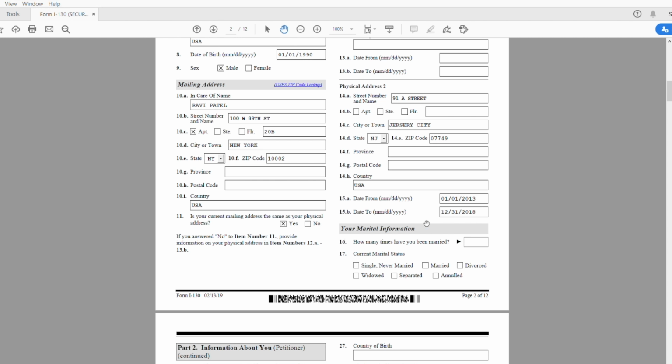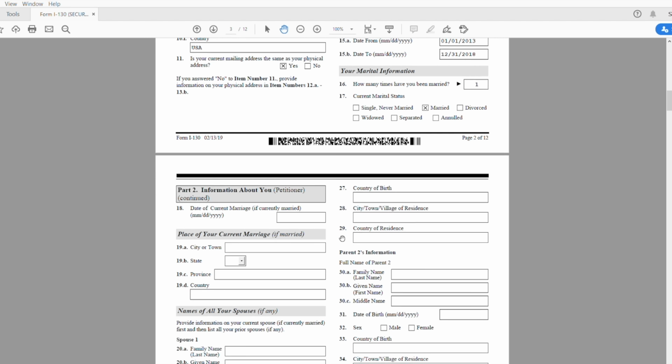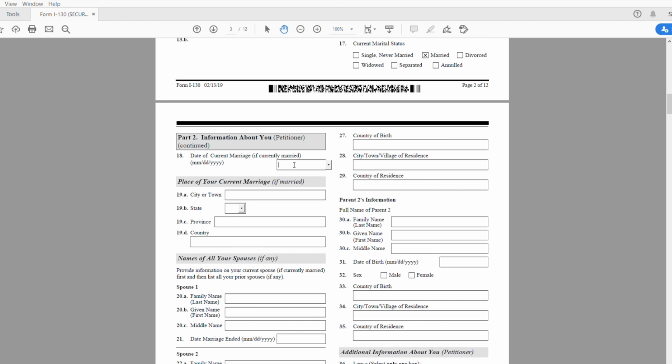Your marital information, number 16. How many times has the petitioner been married? So for this example, 1. Current marital status. Since he's applying for a spouse, he's obviously currently married. If you were divorced, widowed, separated, annulled, or single, that would be applicable if you were applying for your siblings, children, or your parents, and you would indicate accordingly. Date of current marriage. For the purposes of the example, we'll have their date of marriage be January 1st, 2020.